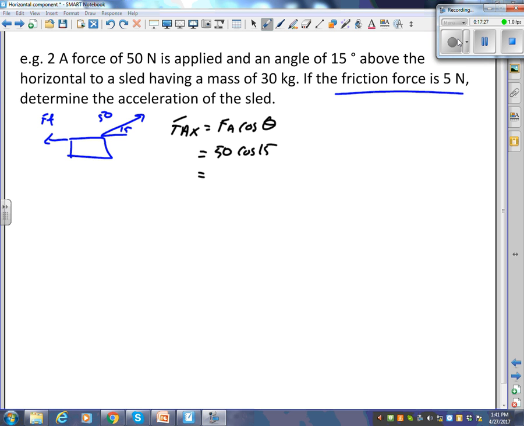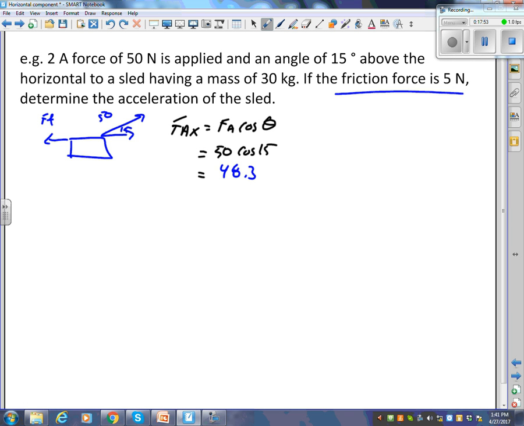All right, 50 cos 15 is 48.3. How come it's so close to 50? Because it's a really tiny angle. Most of it is sideways. Here's the step that we didn't do last time. Now I've got FAX, which is going sideways, and I've got FF, which is going backwards sideways.